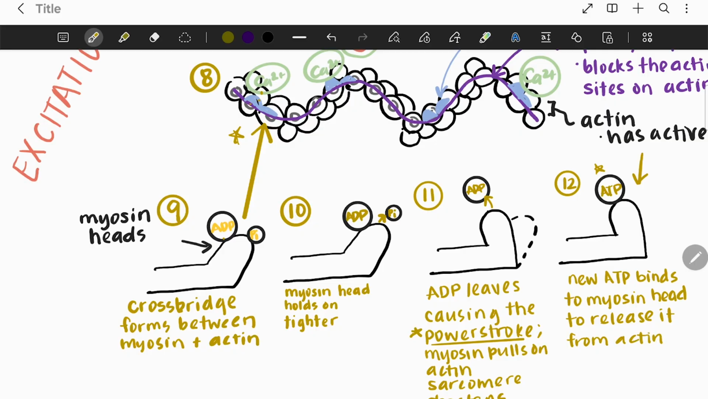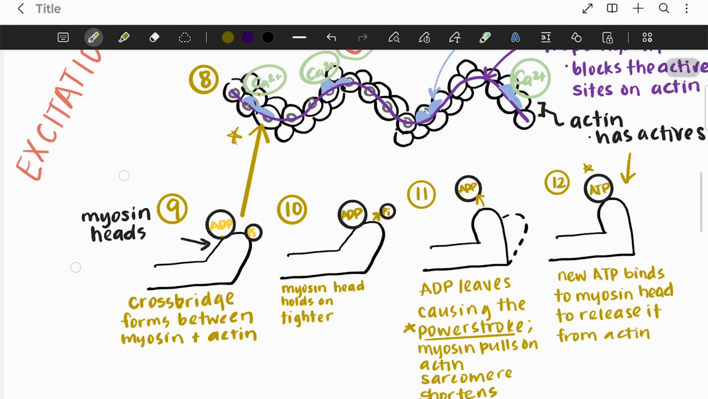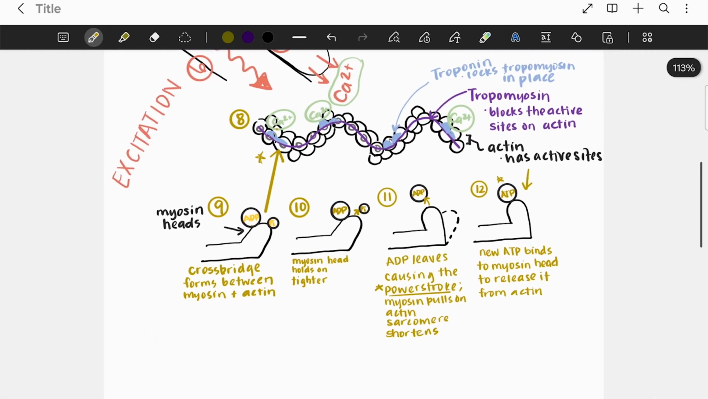Okay. And then immediately, just chemically, that ATP is going to split into ADP and Pi. And so you're back at step 9, basically. Like now you're sitting cocked and ready with the ADP and the inorganic phosphate on the head, ready to go for the next round. Okay. So all that, 8, 9, 10, 11, and 12, those all together are going to be considered contraction.